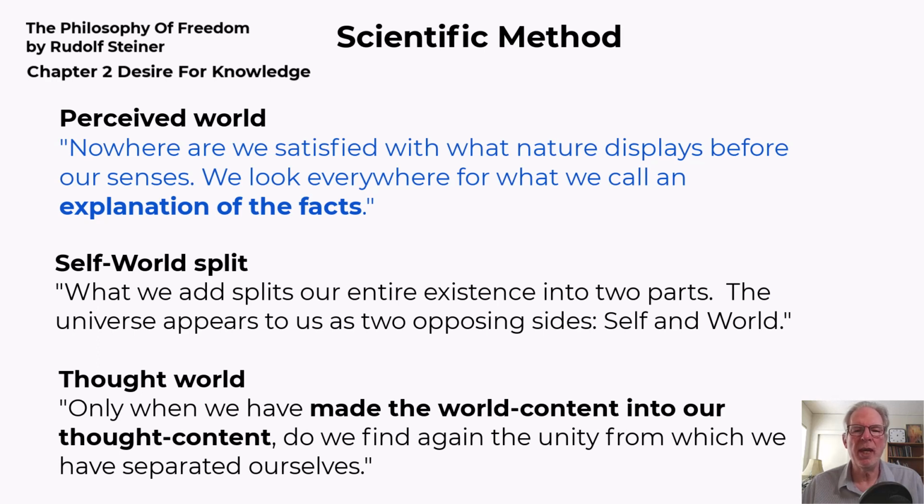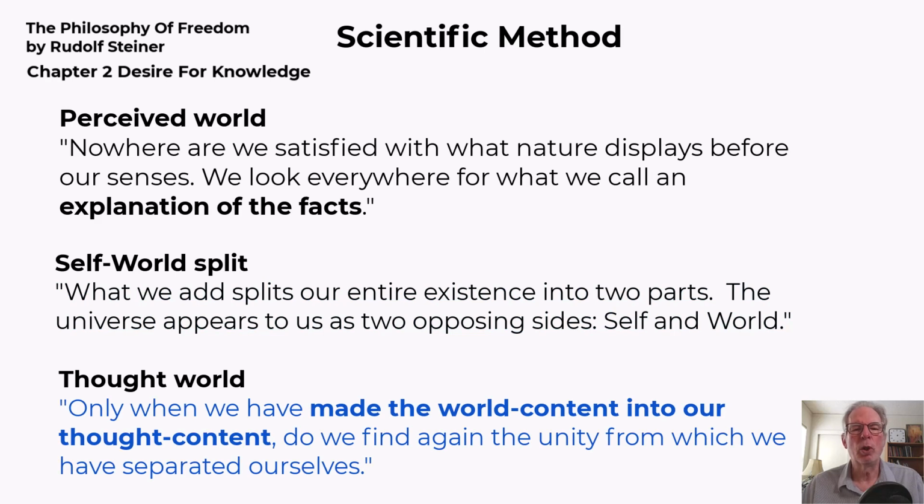As soon as we begin to think and produce our own thought content, our thoughts contrast with the perceived world. We each form our own opinions. This separates us from others. We become dissatisfied with how the world appears to us. Our existence is split in two. Our inner thought world opposes the outer perceived world. What we add splits our entire existence into two parts. The universe appears to us as two opposing sides, self and world. This separation is the problem of knowledge. It causes us to strive for unity.